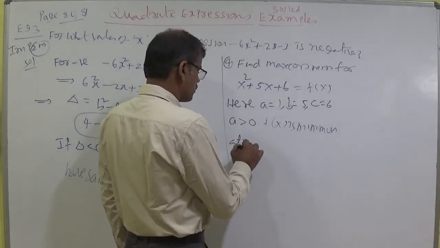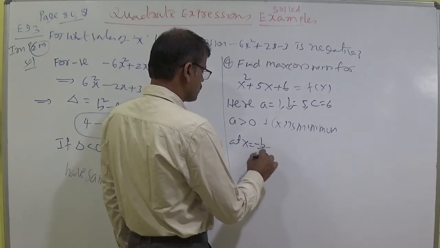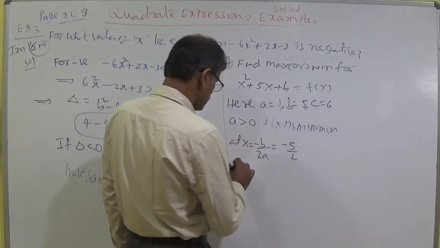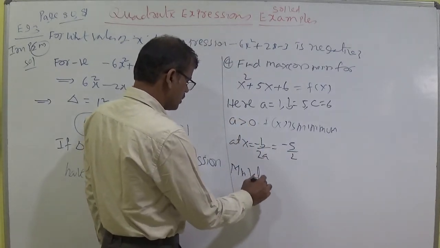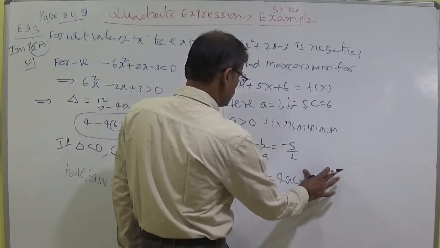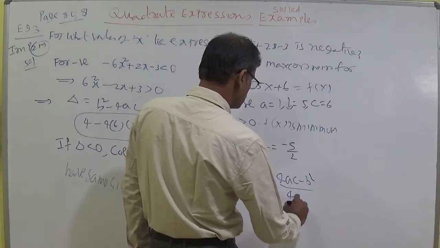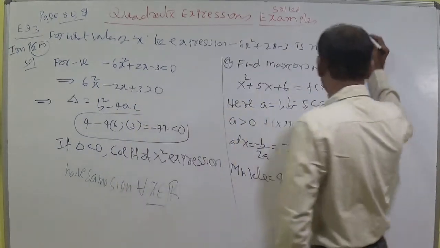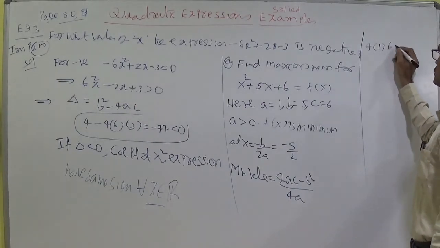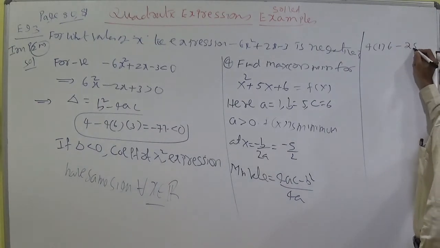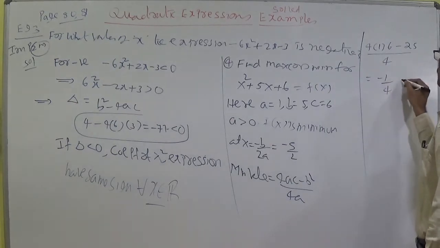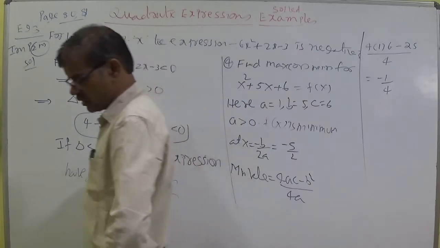Remember the formula, x is equal to minus b by 2a, that is minus 5 by 2, that's all. Minimum value is equal to the formula (4ac minus b square) by 4a. Substitute: 4 into 1 into 6 minus b square, that is 25, by 4a, that is 4. 4 sixes are 24, 24 minus 25 is minus 1, so minus 1 by 4 is the minimum value here.